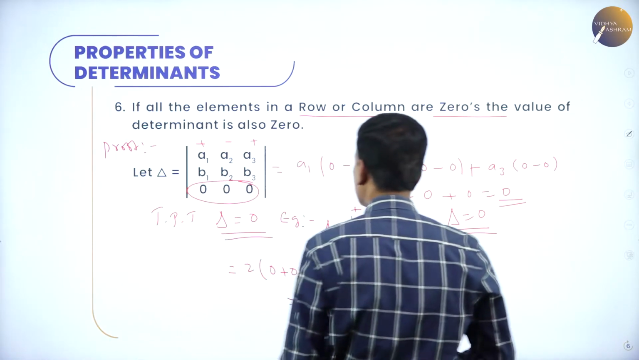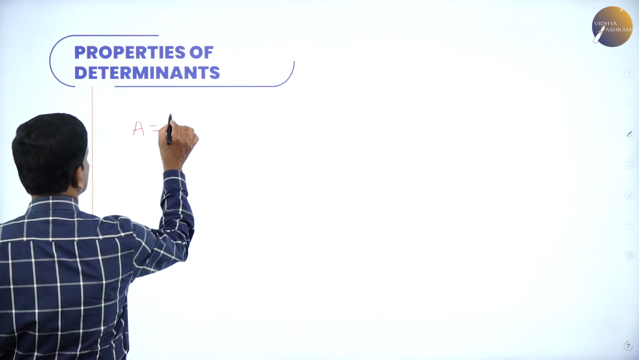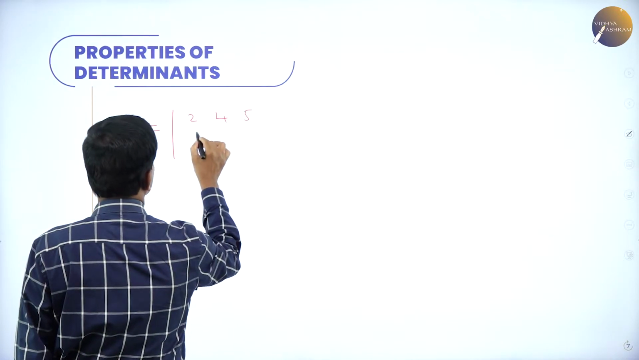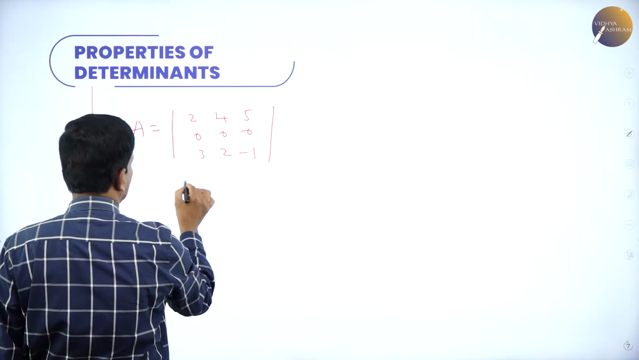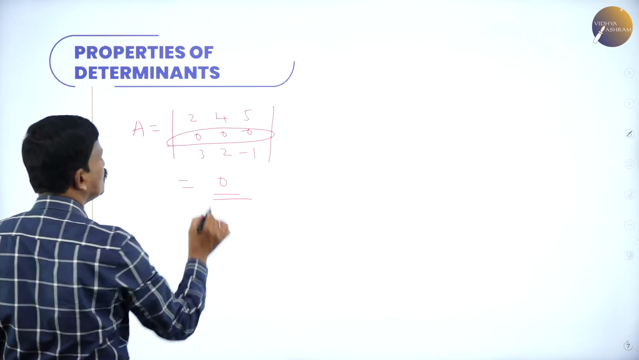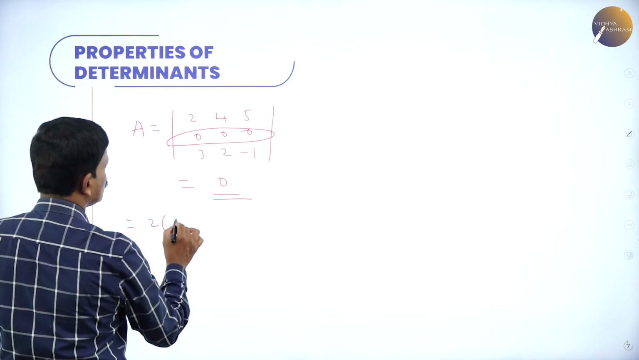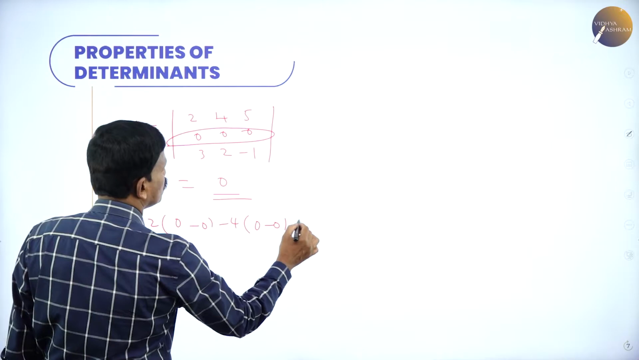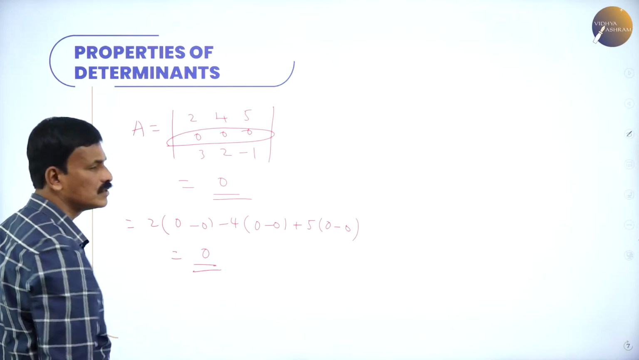Let us consider one more example. Let us consider A is equal to the determinant 2, 4, 5; 0, 0, 0; 3, 2, minus 1. Then the value of the determinant is equal to 0 because all the entries in the second row are zeros. If you want, you can verify this. 2 into 0 minus 0, minus 4 into 0 minus 0, plus 5 into 0 minus 0, you will get 0.